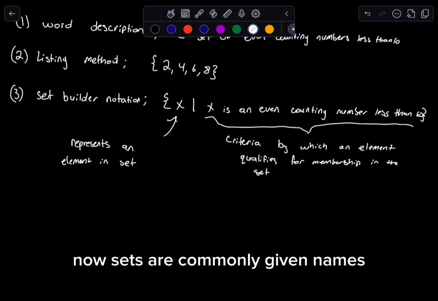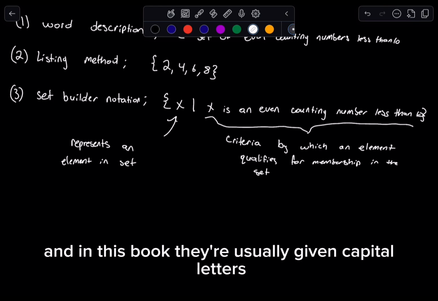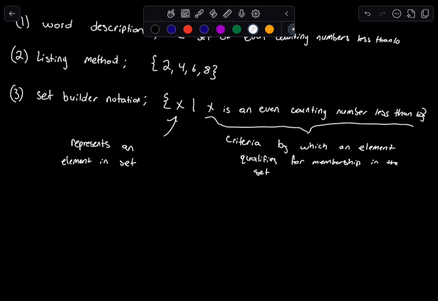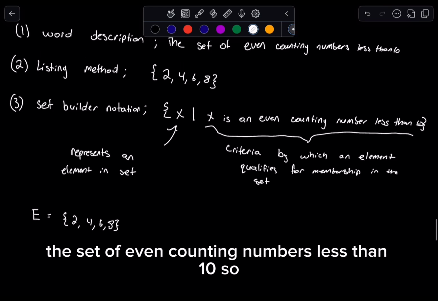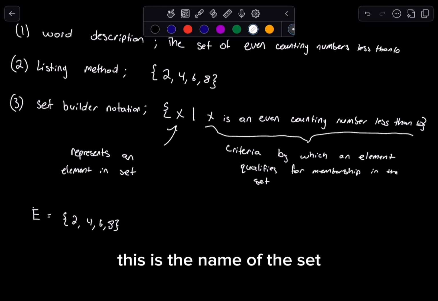Now, sets are commonly given names, and in this book, they're usually given capital letters like E. So, set E is equal to the set of even counting numbers less than 10. So, this is the name of the set.